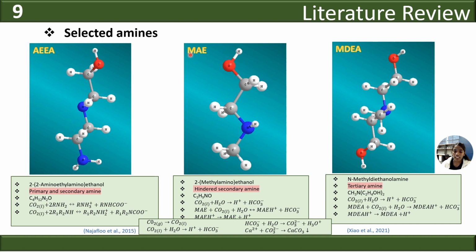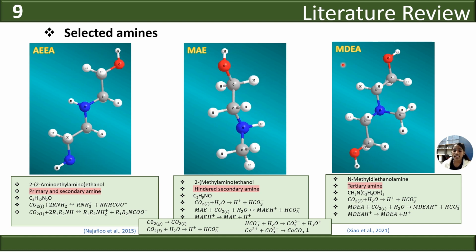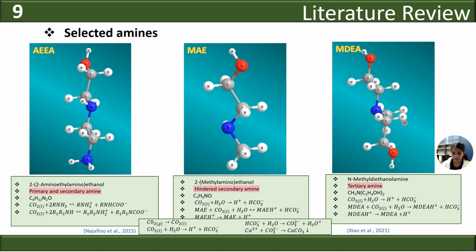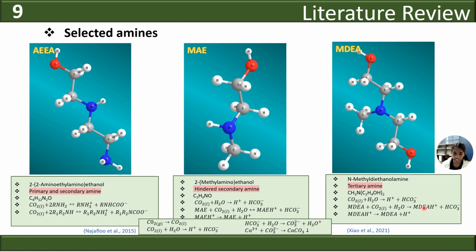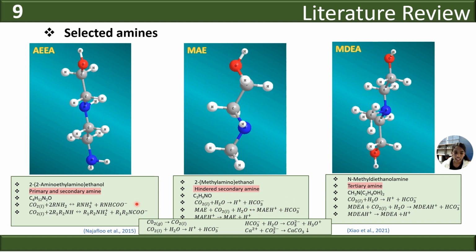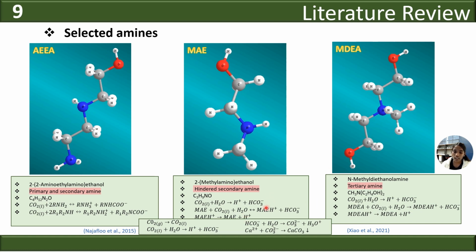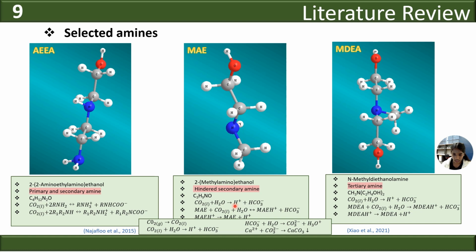Likewise, this methyl amino ethanol, MAE, is a secondary hindered amine and methyl diethanol amine, MDEA, is a tertiary amine. Here I summarized the reaction with carbon dioxide in the presence of water. Here we can see that MAE and MDEA form bicarbonate ions in the presence of carbon dioxide and water.